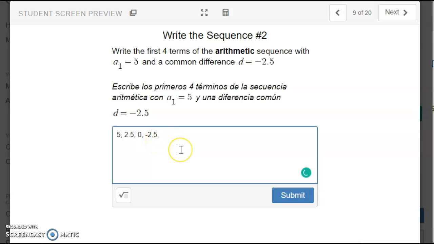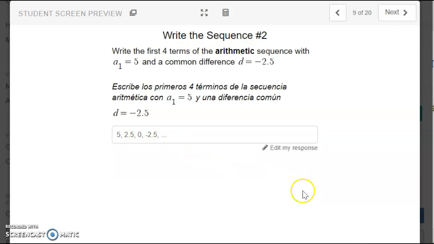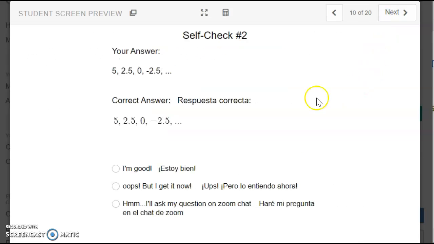And the list continues, so I am putting dot, dot, dot to say that this is only the first 4 terms, but the list will continue. And that's my answer. And here is the correct answer, and it looks like I got it correct, so I am good.